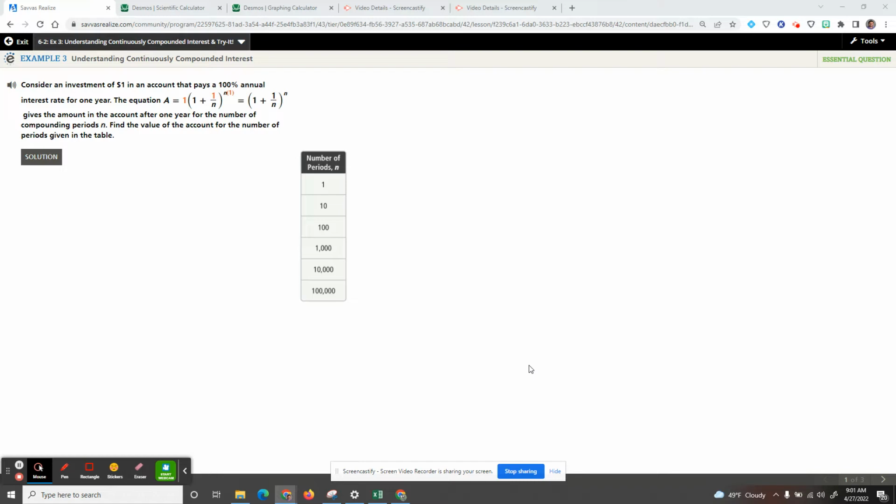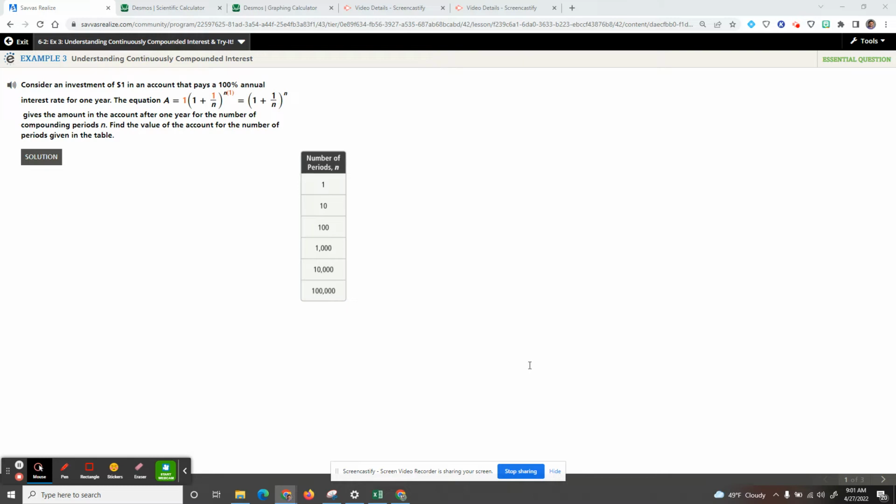So then you might be thinking, well, the more you compound, it's just like infinite, right? The more times you compound, it's just an infinite amount of money that you can get. But there is a limit to it. And that's what we're going to look at in this example.